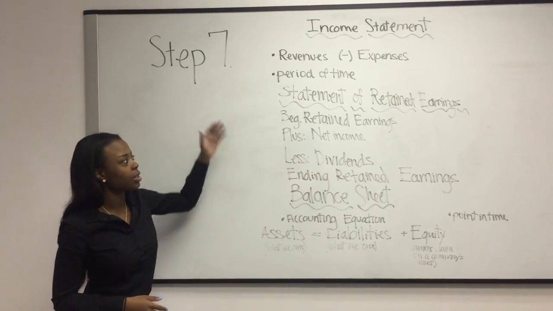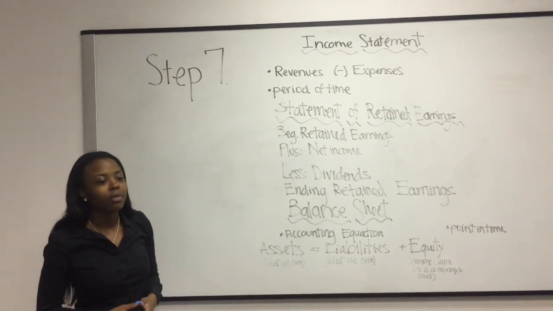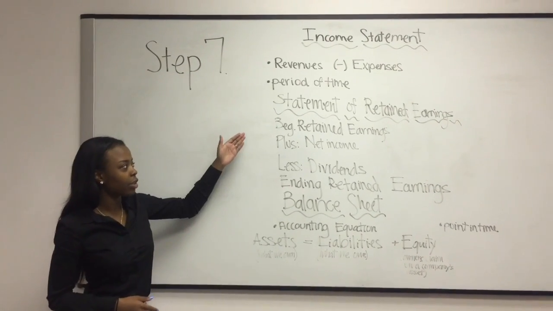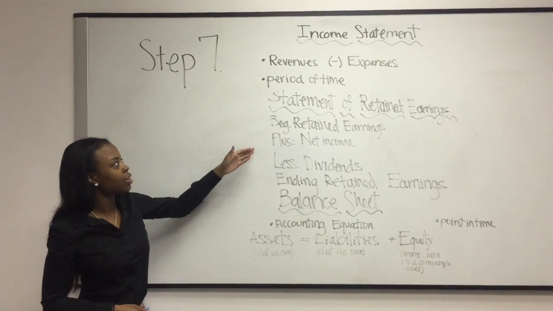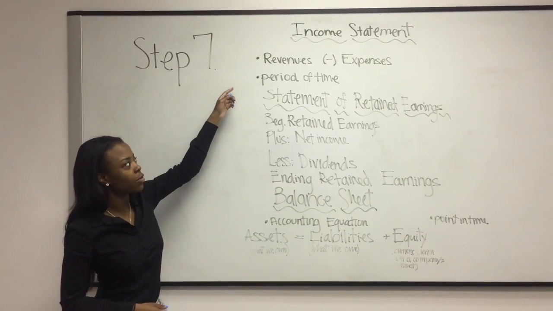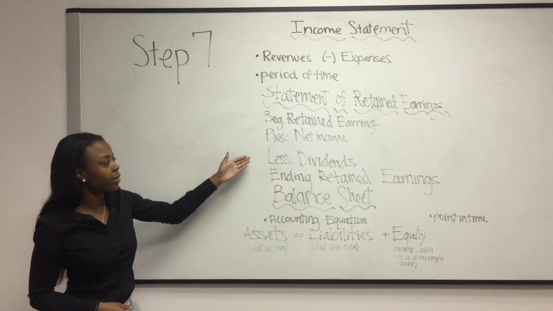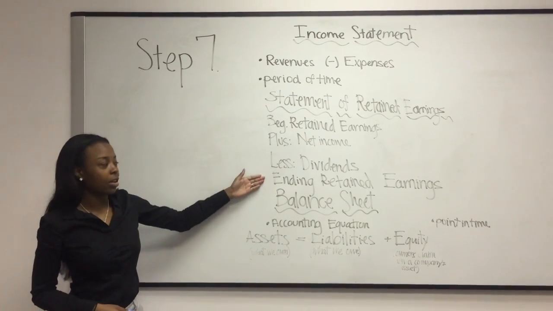Then you will move on to the statement of retained earnings. The statement of retained earnings begins with the beginning retained earnings. Then you would add the net income that you got from the income statement, which is the revenues minus the expenses, and then you would subtract the dividends, and that will give you the ending retained earnings.